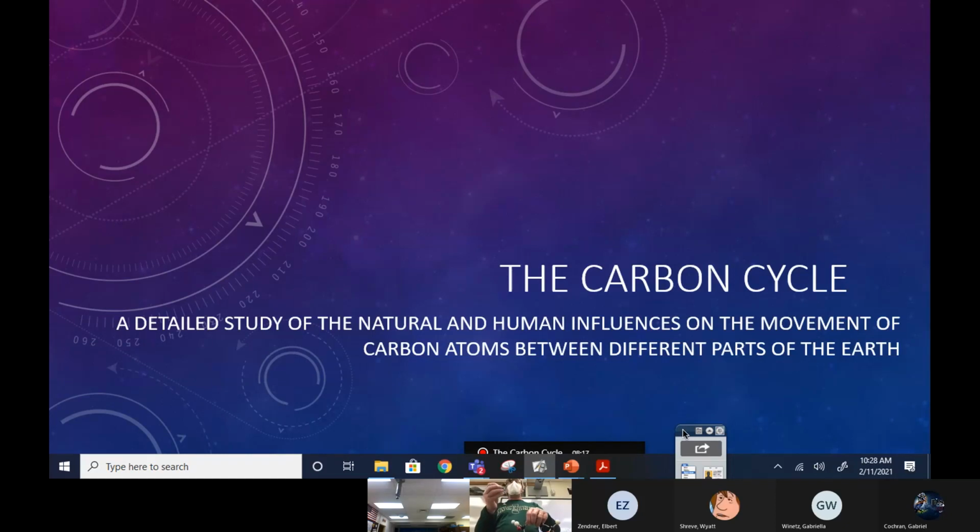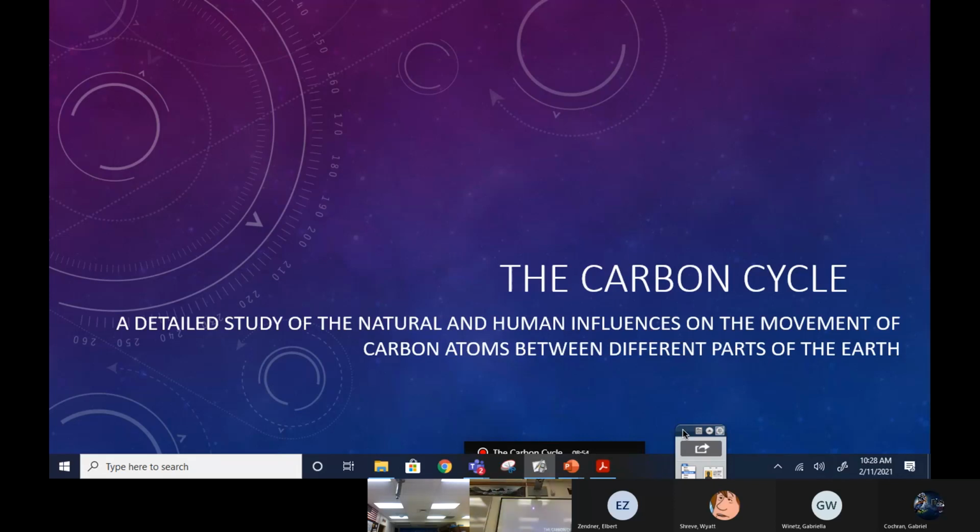So we're not following a single molecule. Instead, we're following an atom. And sometimes it's in one molecule, like carbon dioxide. Sometimes it's in another molecule, like sugar. So that's a little different than the water cycle, because we have to look at some chemical reactions and the way that carbon is moving from one molecule to another through these chemical reactions. You can see carbon dioxide is quite different than this glucose sugar model, right?